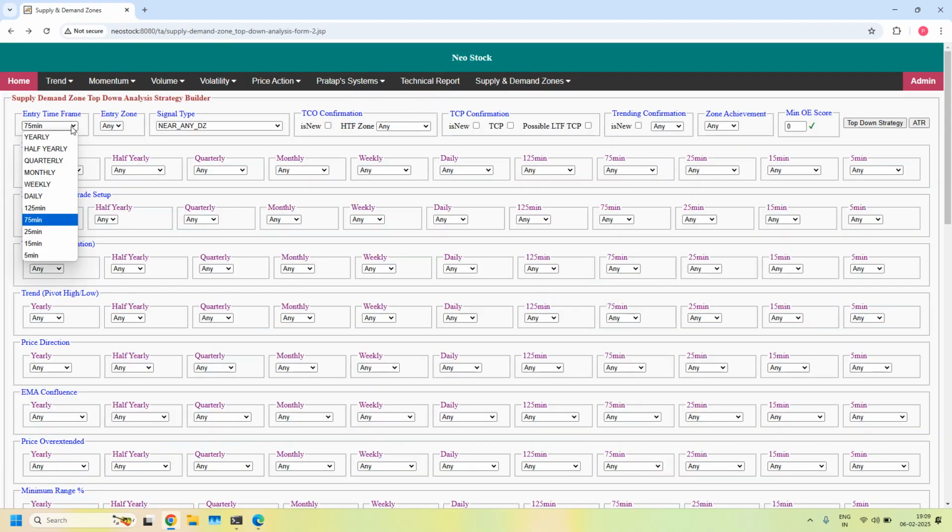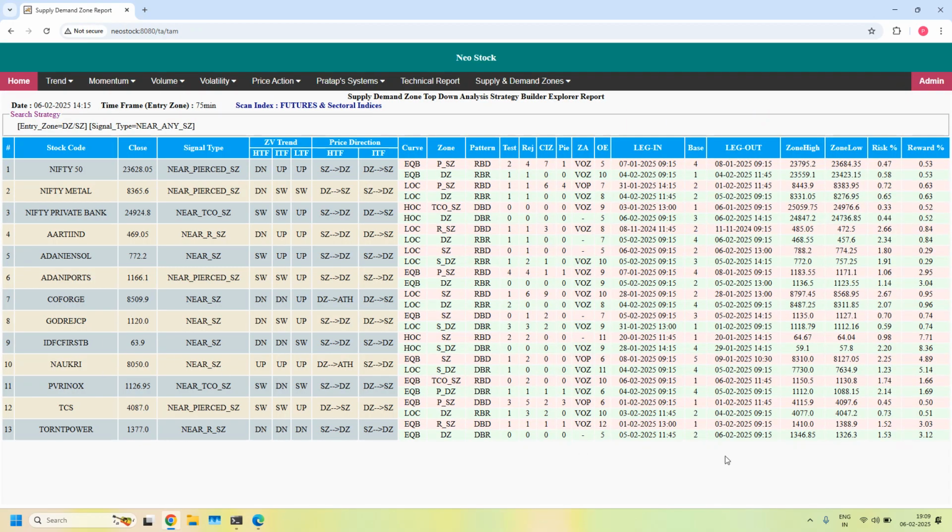Next 75 minutes time frame. Stocks near 75 minutes supply zone. We got 13 stocks. Out of these 13, how many supply zones are having high liquidity zones? Let us identify.